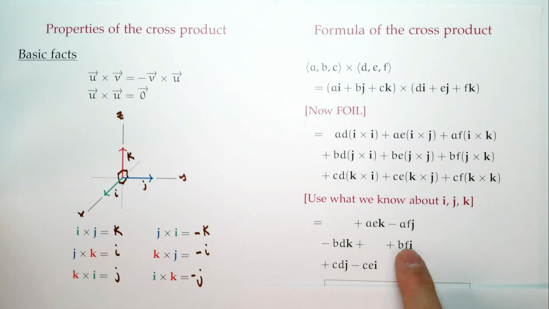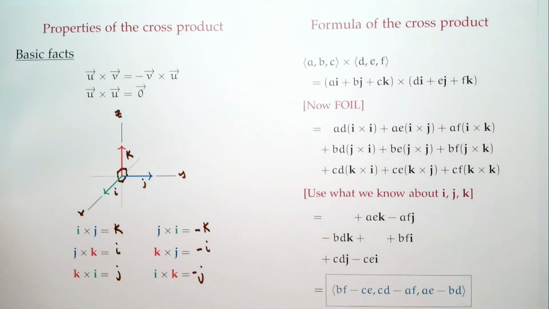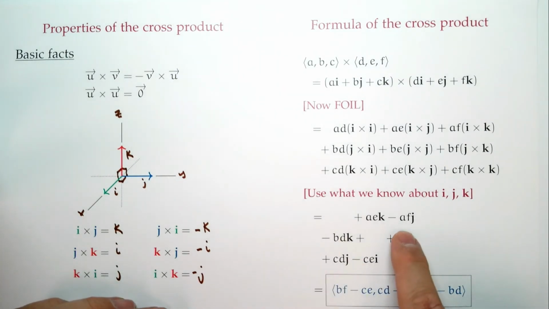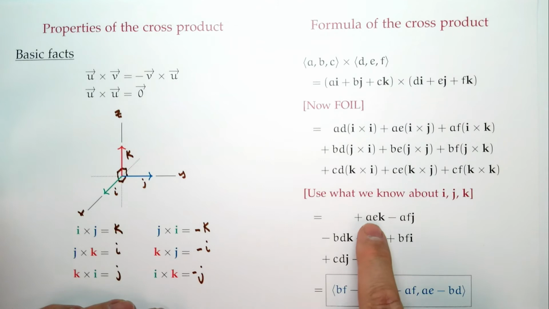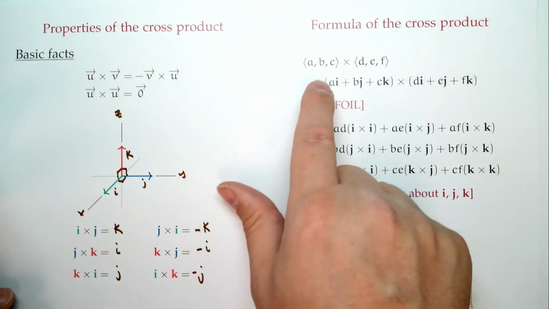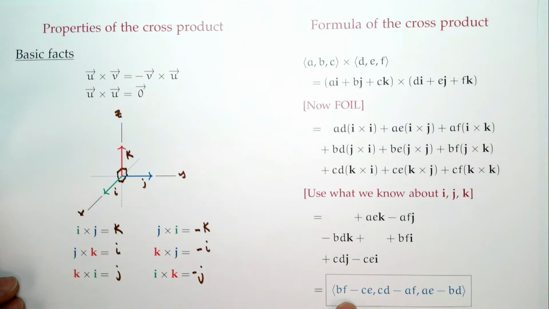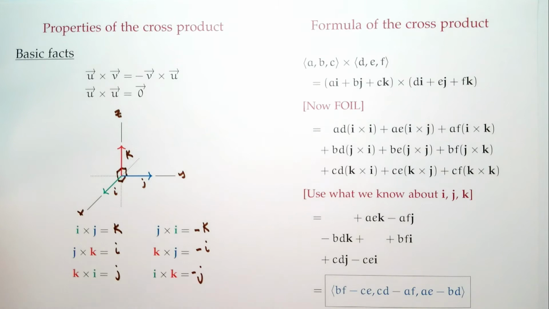So I look at what's in the i, and that's BF minus CE. What about what's in front of the j? Well, there's a CD and a minus AF. So that's CD minus AF. And what's in front of the k? Well, that's AE and minus BD. And there you go. So you can just remember (A, B, C) cross (D, E, F) is (BF minus CE, CD minus AF, AE minus BD). Boom. Done. Or maybe there's a better way.